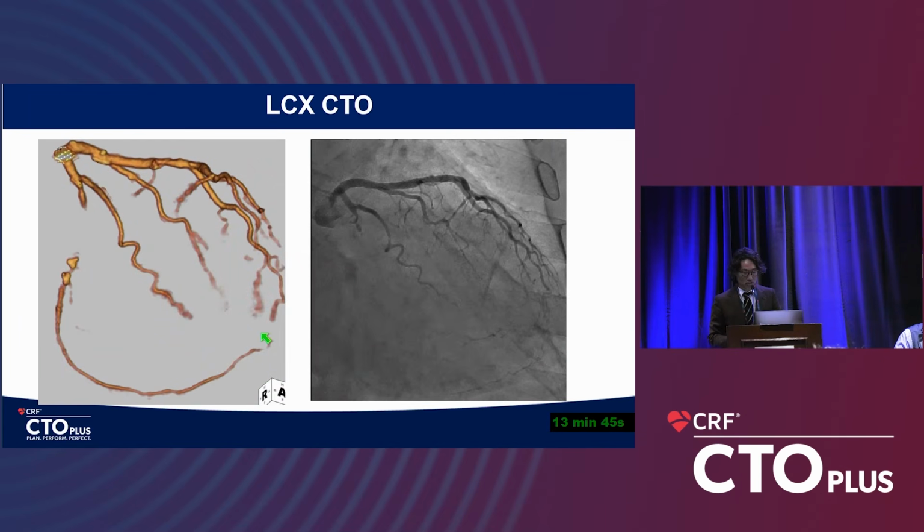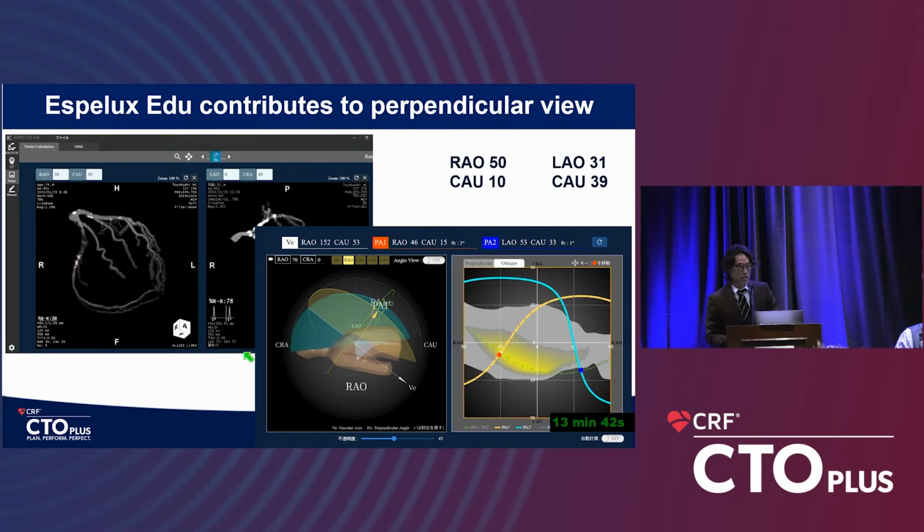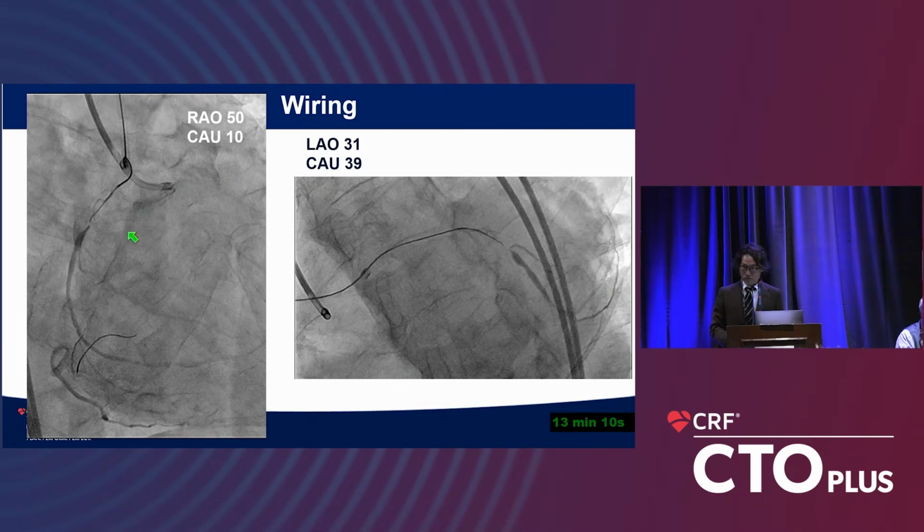This is a circumflex CTO. As usual, we calculate the perpendicular projection, the orthogonal view to the distal target. This is software, SFLAX-Edu, developed by Asahi Intecc. With this software, we can calculate the perpendicular view for the distal target end before the procedure. So for this CTO, the best views are the AP caudal and the AP cranial. These are the two views for the circumflex distal end.